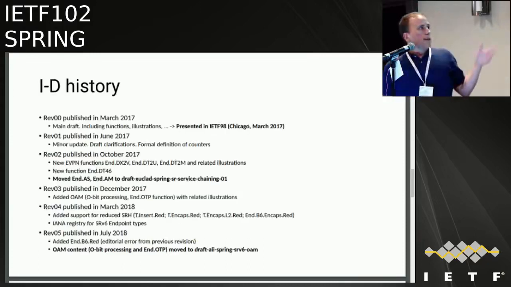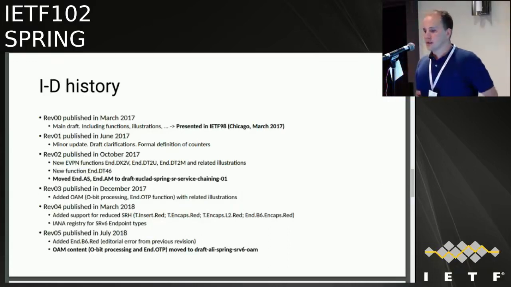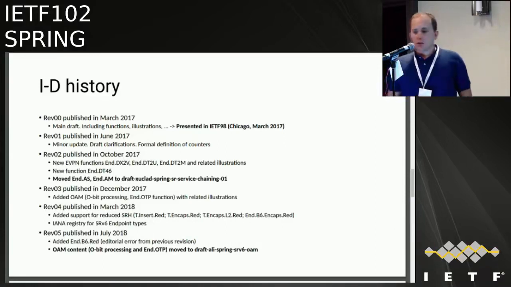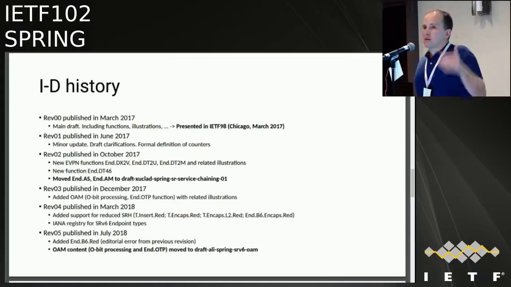So if we look at the draft history, we published this draft in March 2017, where we included the main draft, some of the most basic functions and illustrations. This was presented in IETF 98 in Chicago in March last year. In June 2017, we published a revision 1 that was just a minor update with some draft clarifications. We also included a formal definition of the counters, which before were described in an abstract manner, and now they are defined as counter 1, counter 2, counter 3, so they are concrete.